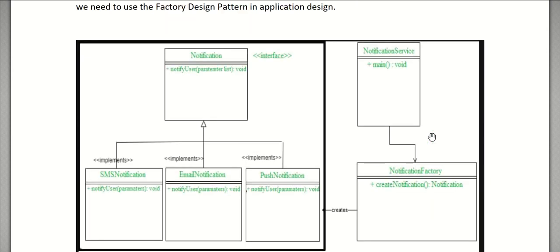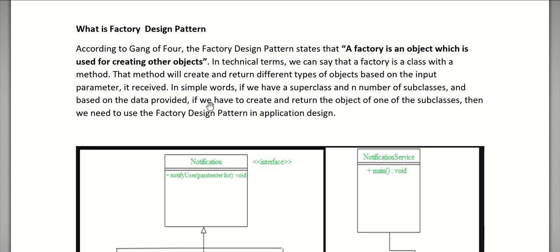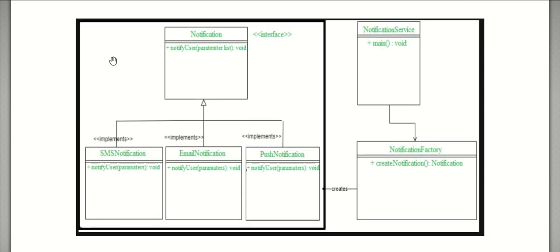After going through this class diagram, it is very evident what we went through just a few moments ago: in simple words, if we have a superclass or a base interface, and n number of subclasses inherited from that base class or base interface, and based on the data provided, we have to create and return the object of one of the subclasses, then we need to use the factory design pattern in application design. And here is the example in front of you. Simple one, but pretty straightforward and makes sense.